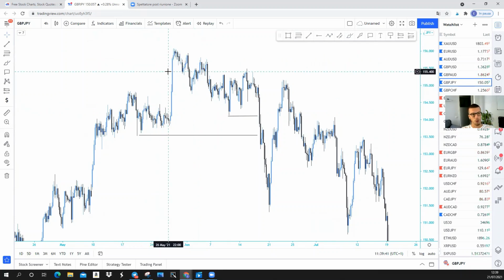Basically, we try to follow what the institutions are doing with some smart money concepts. Now, quick parenthesis, we need to keep in mind that, and I know that I say this in many videos, just because we are using some smart money concepts, we are not trading like the institutions.